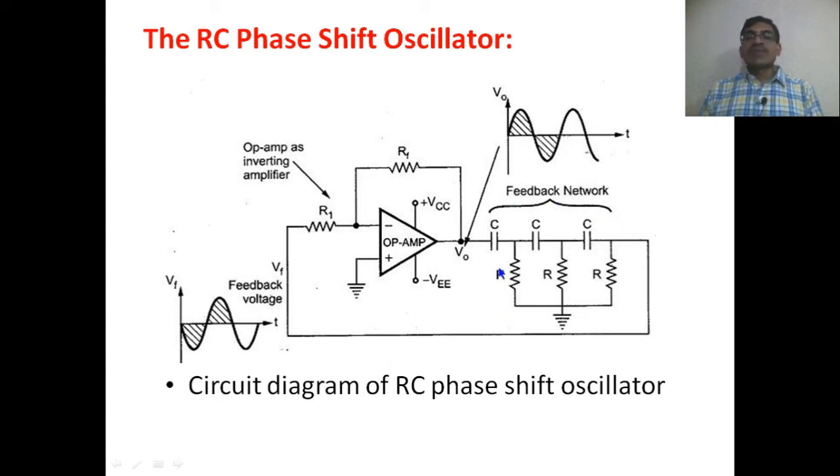It is formed by three RC sections, one RC section, two RC sections and three RC sections, and each RC section provides a 60 degrees phase shift. This circuit will act like an oscillator whenever A beta is equal to 1 and the total phase shift around the loop is equal to 0 degrees or 360 degrees. As we are using the op amp in the inverting configuration, it provides a phase shift of 180 degrees between the input and the output.